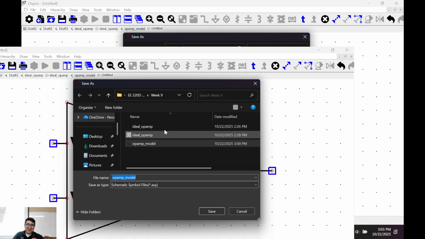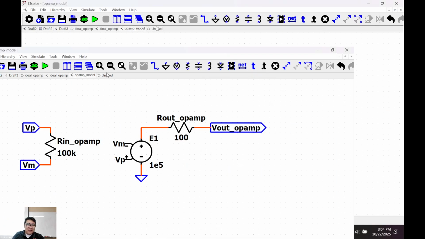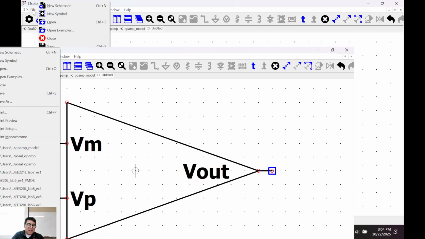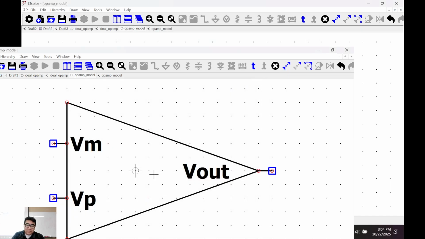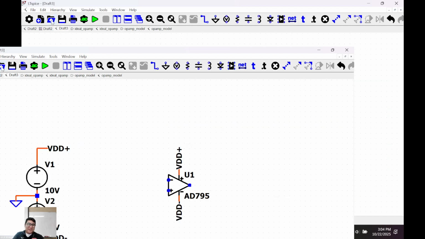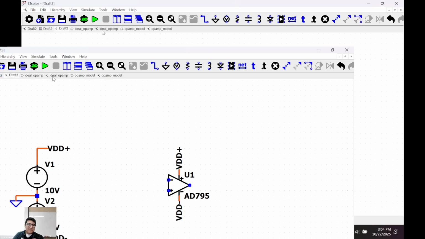Wait, hold on. Op amp. What did I do? Symbol. Op amp model. Save as. Op amp model. There we go. Is that good? All right. Now let's go back to our thing. Ignore that. Boom. New schematic. Okay.